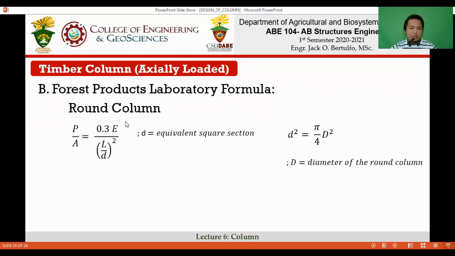Sometimes we design a column that is round. If it is round, you can use this design for long columns that are round. This D here is not the radius, and it is not the least diameter, so this is not the equivalent. D is the equivalent square section. How to calculate this D? You will use this formula, in which capital D is the diameter of the round column. So we convert the diameter of the round column into the equivalent square cross section. It is just the radius of gyration if you use the R.